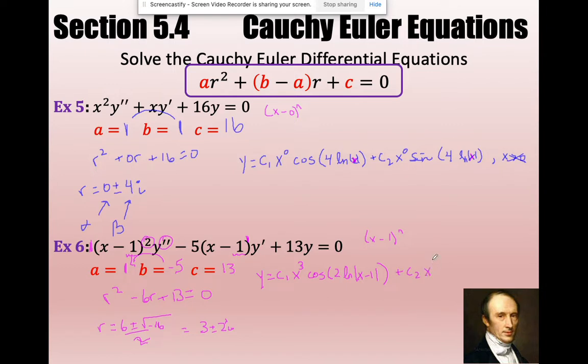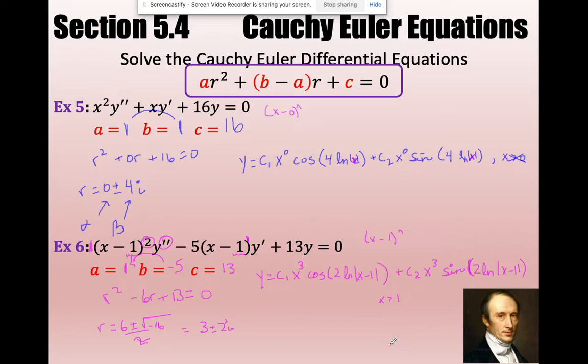X to the alpha sine beta ln of x minus 1. And of course, you could drop the absolute values and say x is greater than 1.